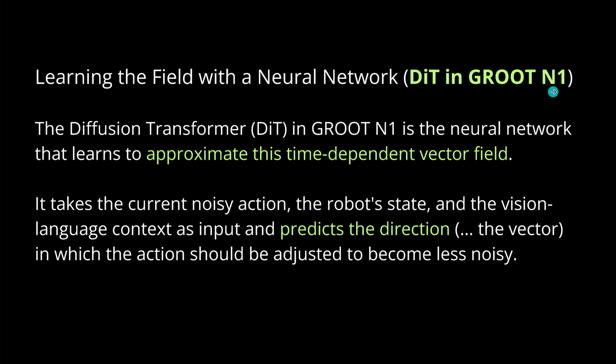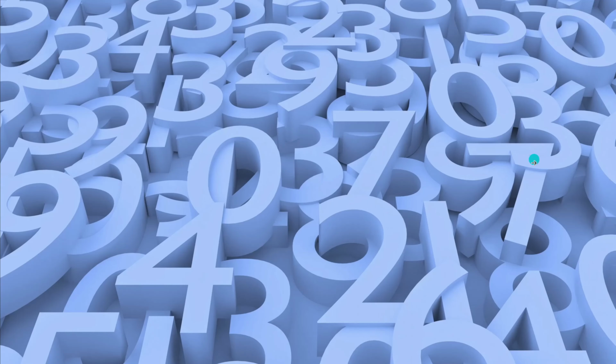Now, in our GR00T N1 system by NVIDIA, this diffusion transformer is the neural network that learns to approximate this time-dependent vector field. It takes a noisy action, the robot state and the vision language context as input, and simply predicts the direction, this means the vector in our mathematical space, in which the action should be adjusted to become less noisy. So simple, but so beautiful. So we take an AI system, a diffusion transformer, to just approximate the time dependence of this particular vector field in the denoising.